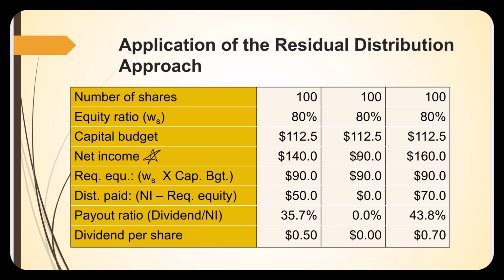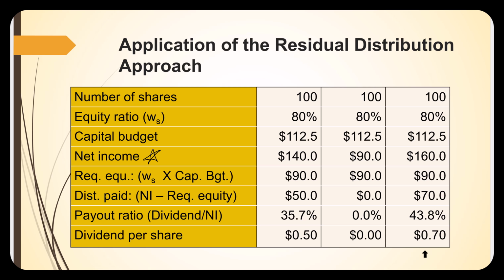But what if our earnings were only 90 million? In this case, 90 million is the net income. We still need 90 million for our equity gathering. You subtract those, that means there's no money for distributions. And of course, now dividends this year, in this instance, are going to be zero. If it was higher, of course, we would pay more dividends.